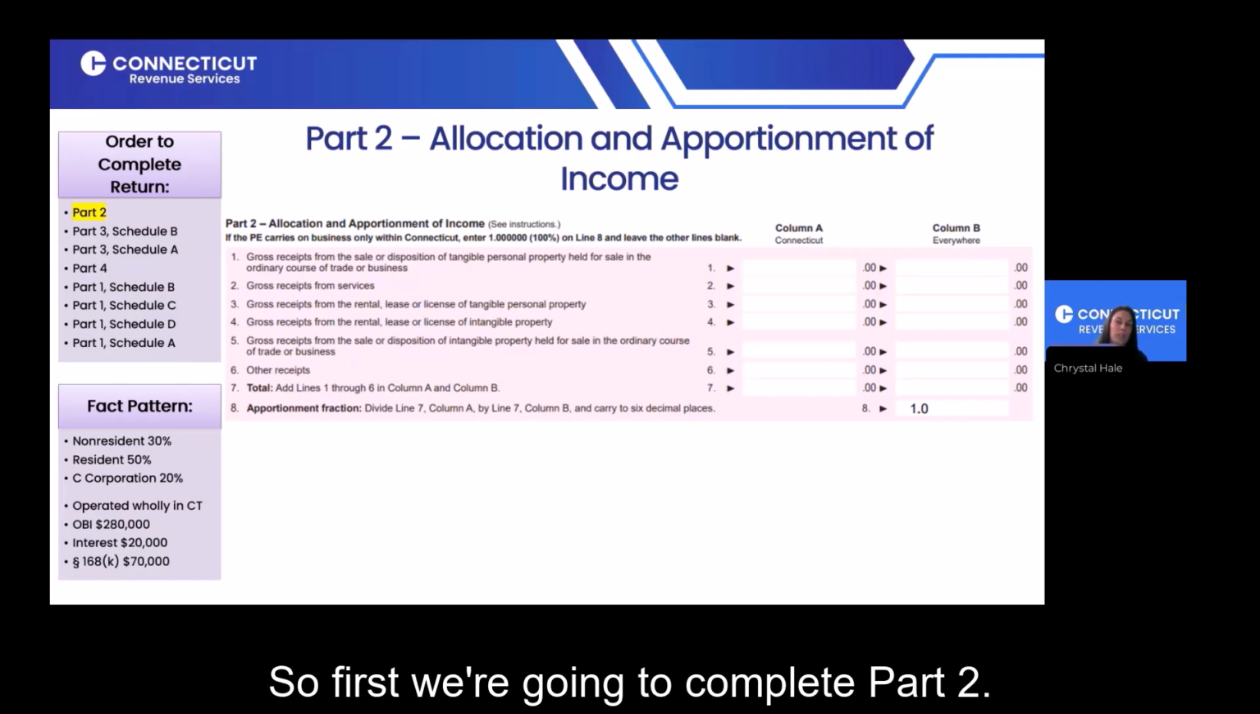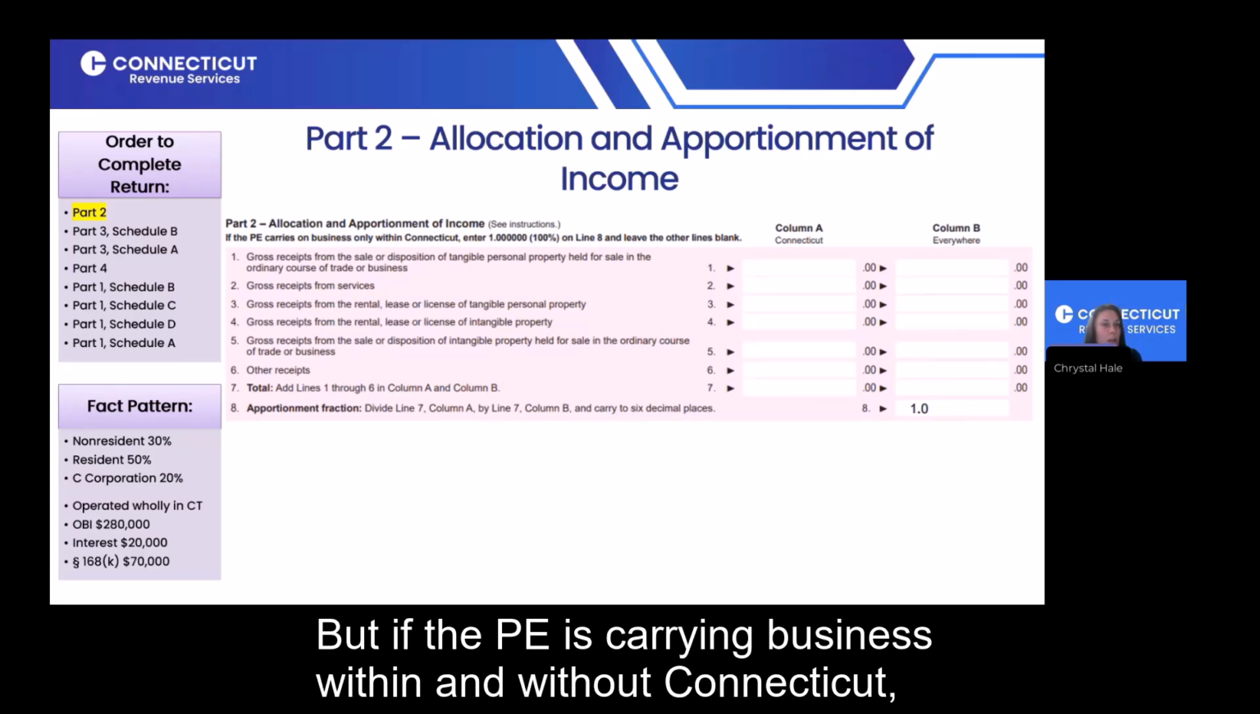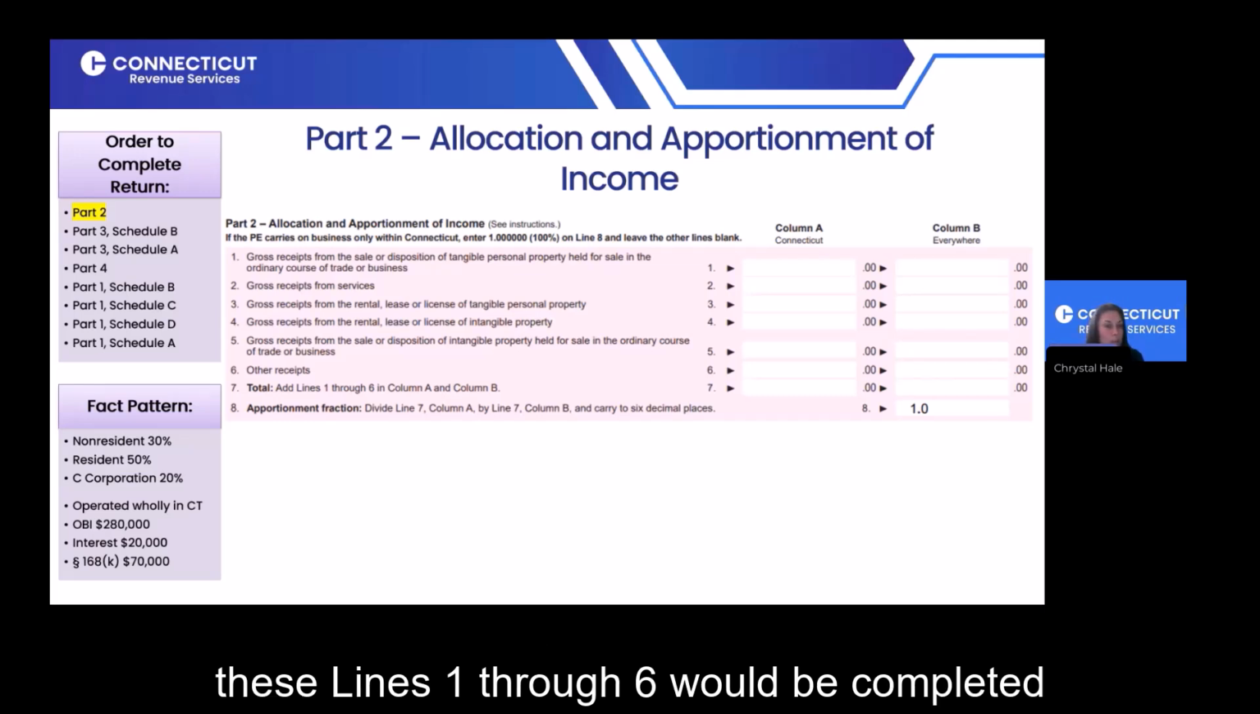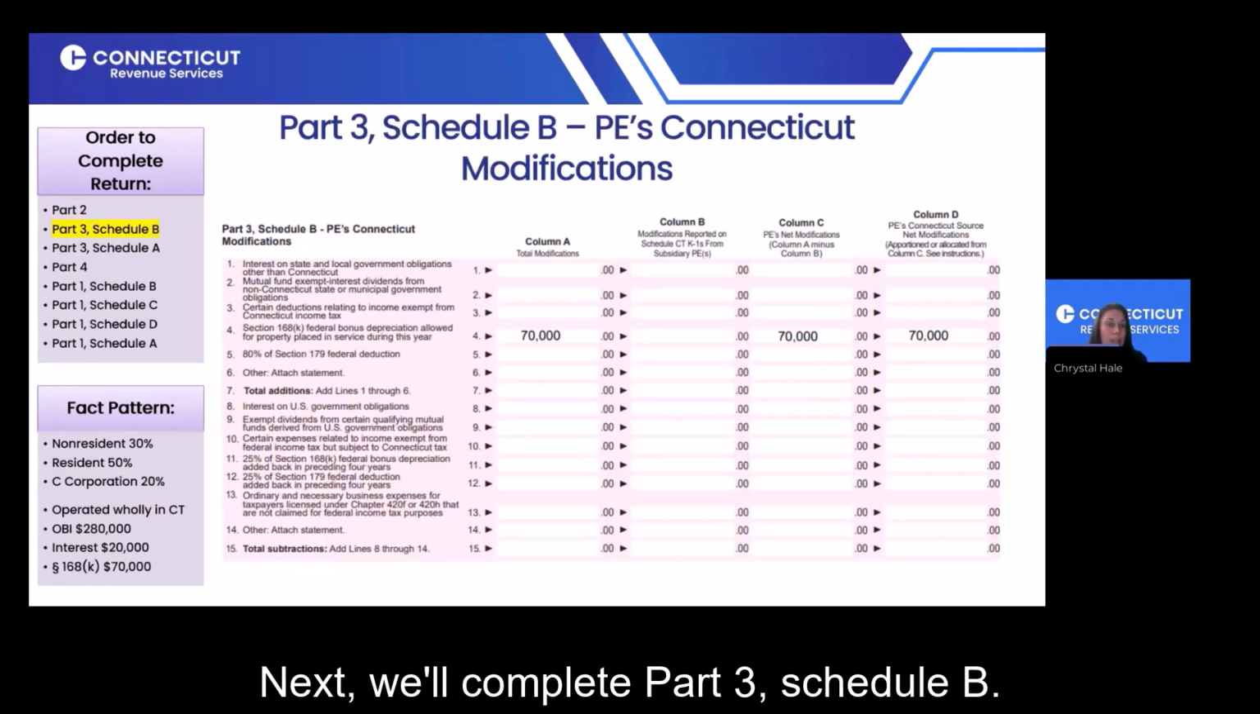So first we're going to complete Part 2. In this case, since we operate wholly in Connecticut, our apportionment fraction is 1. But if the PE is carrying on business within and without Connecticut, these lines 1 through 6 would be completed to determine a total apportionment fraction for Connecticut source income. Next, we'll complete Part 3, Schedule B.